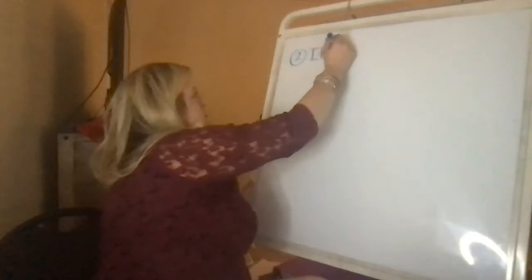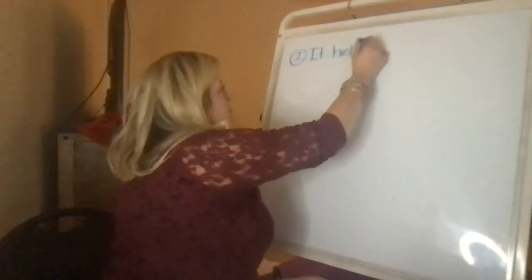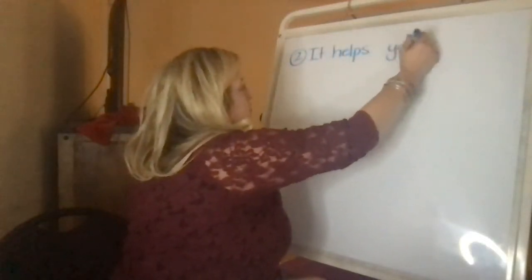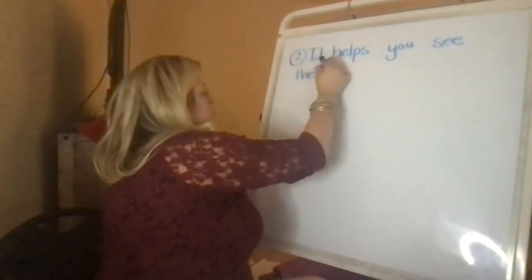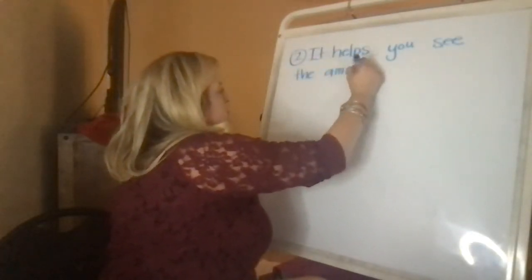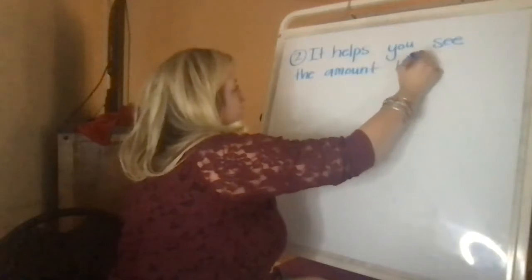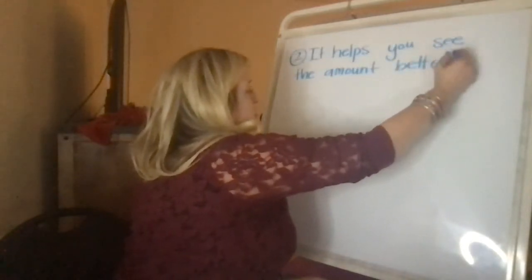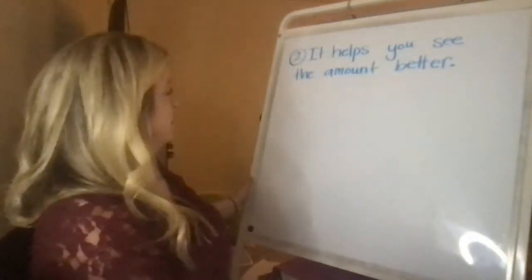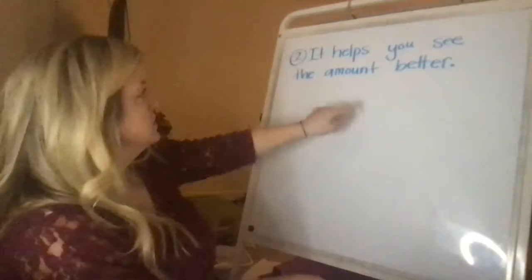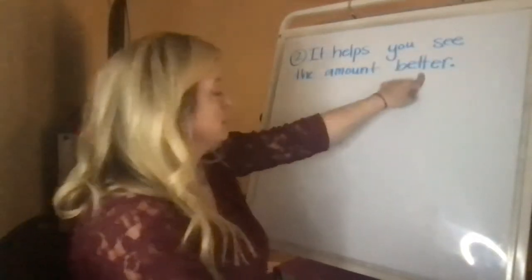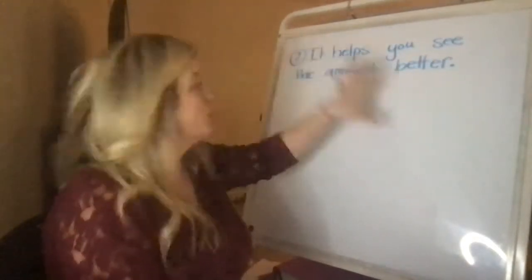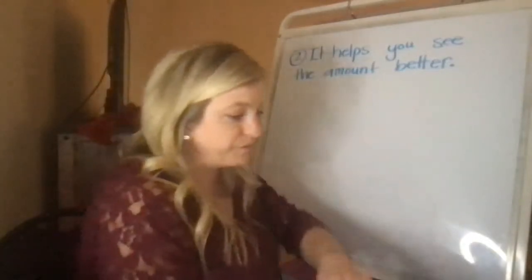It helps you see the amount better. That's what I think. Okay, OU says ow. It helps you see the amount better. I could clearly see that I had 5 groups, which is more than 2 groups of 10.